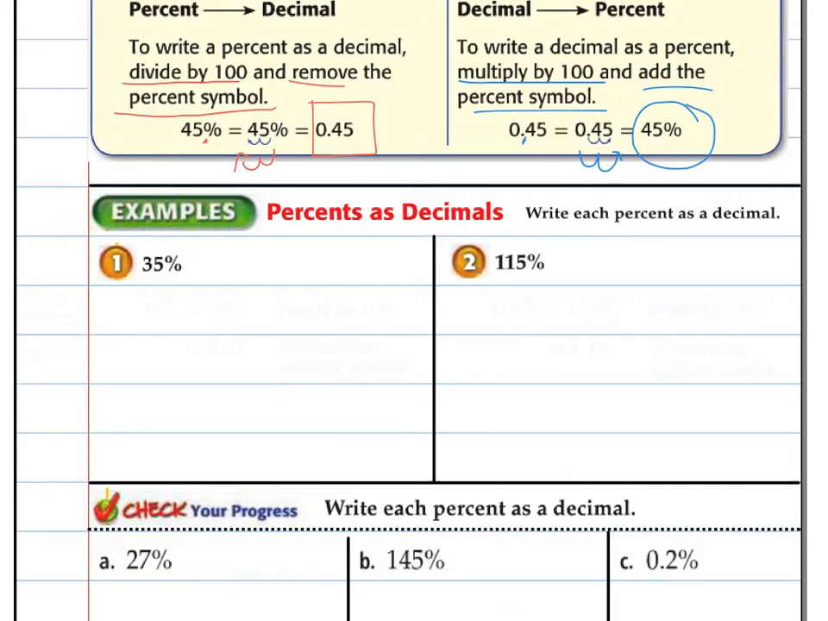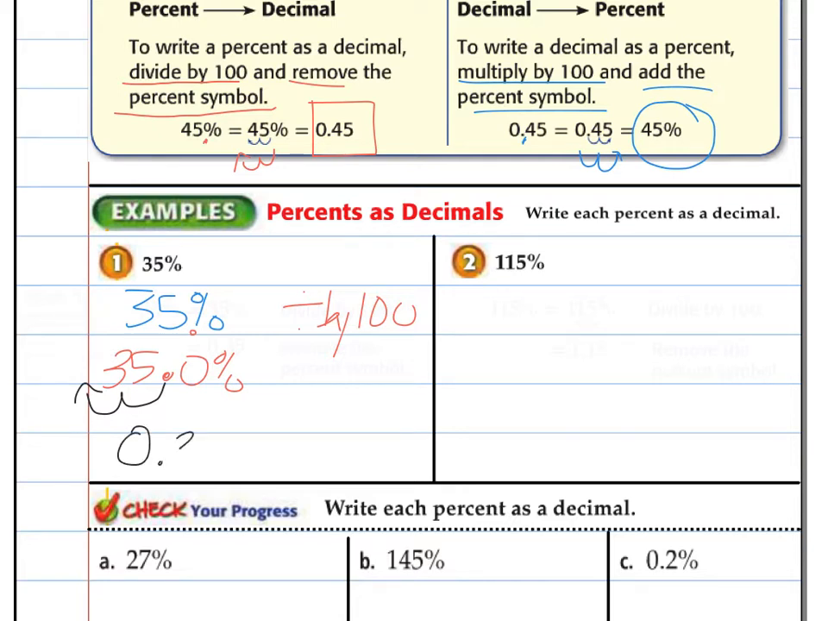Why don't you give some of these a try? We're going to try to write percent as a decimal. So again, we have 35%, and we want to divide by 100 because we're trying to get to a decimal. So our decimal's here. It's the same as 35.0%. We're going to take our decimal and divide by 100, which is moving 1, 2 places. So we're left with 0.35 or 35 hundredths as a decimal, since we remove our percent symbol.